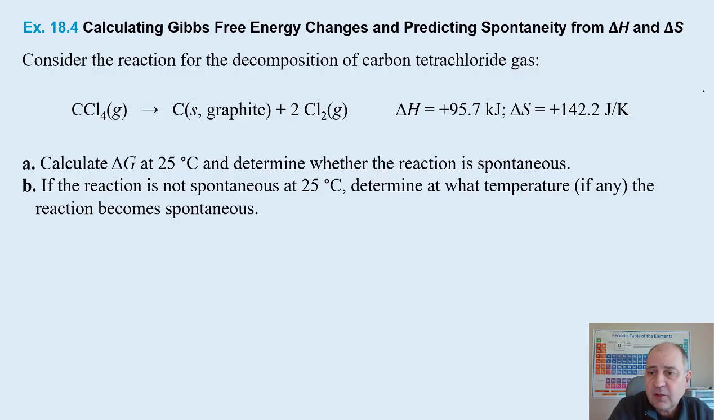The only thing left for us to do is a few calculations. So we're going to use the formula delta G equals delta H minus T delta S. And remember, if delta G is negative, it's a spontaneous reaction, and if delta G is positive, it's non-spontaneous. And so there's always going to be that question.